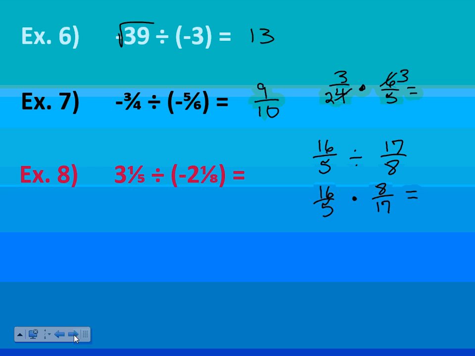So here's what I'm going to tell you. If you cannot reduce crossways, that's why I always check crossways first, and you cannot reduce the normal way, up and down, what do you know about your answer? It's not going to reduce either. So that should help you some. Does that make sense? So here we go. You work it out for me.